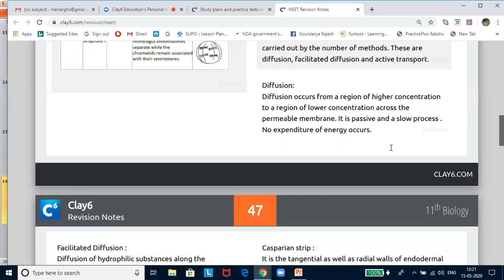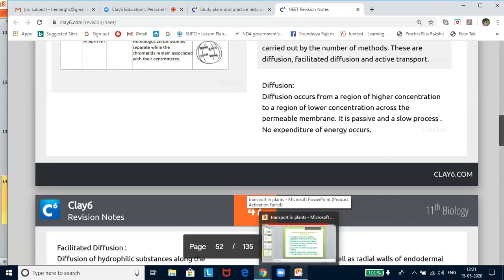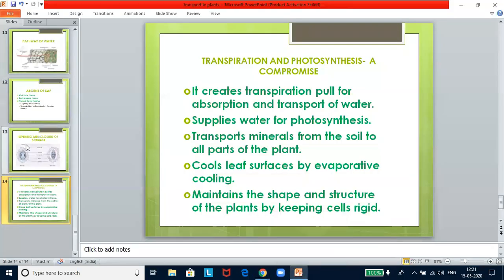Suppose there are 3 or 4 molecules. These molecules will never compete with each other. They will be diffusing down their own concentration gradients, and they are not affected by the concentration gradient of the other substances.